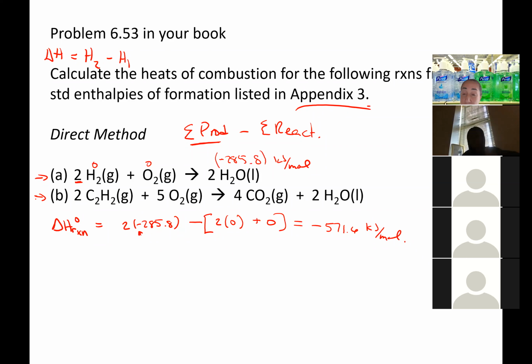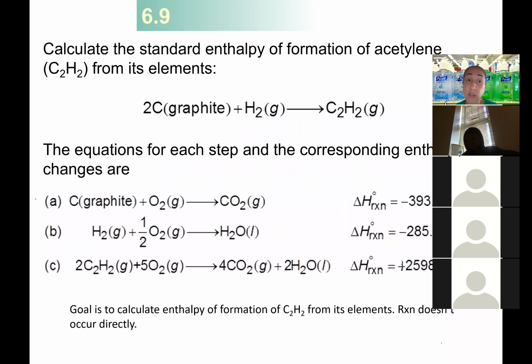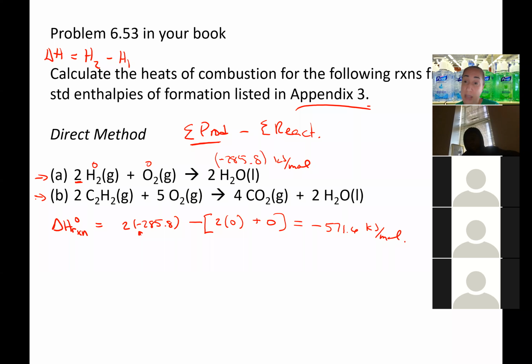So practice this, because on Wednesday we're going to do part B, and then we got to do this. This method that we're doing right now is the easy method. It's called the direct method. Why is it called direct? Because you directly use the enthalpy values in the appendix, right? This is easy. I just look them up, take products minus reactants.